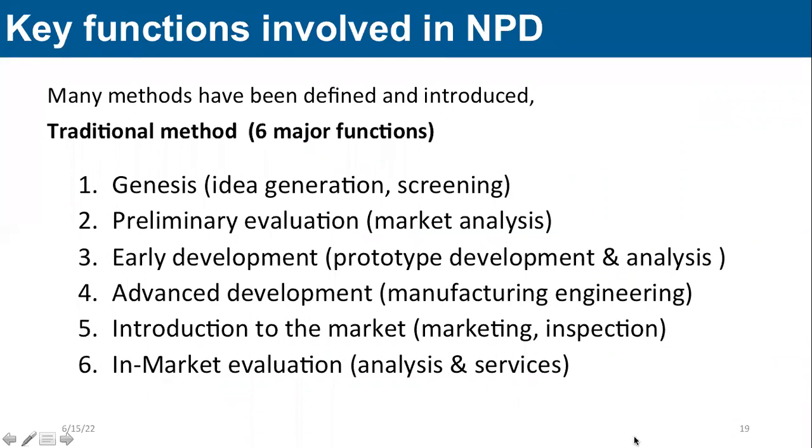Okay, now we are going to discuss the key functions. Actually, there are six factors in the traditional method, right? Genesis, primary evaluation, early development, advanced development, introduction to the market, and in-market evaluation. There are 6 steps, right? We call it the traditional method. But if there are 6 steps, you know we have to take much time, right?